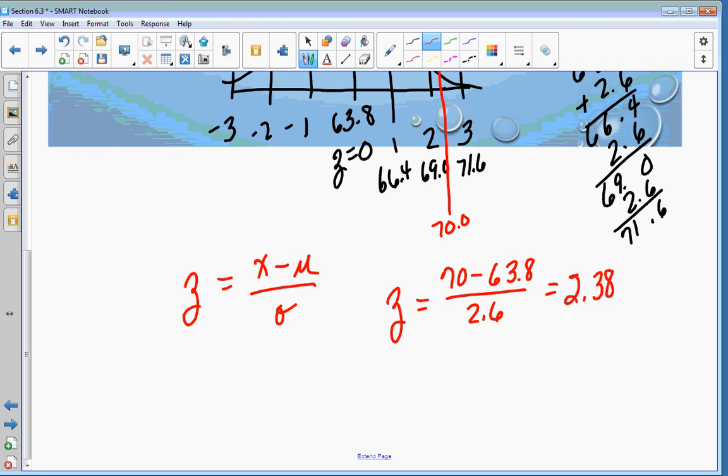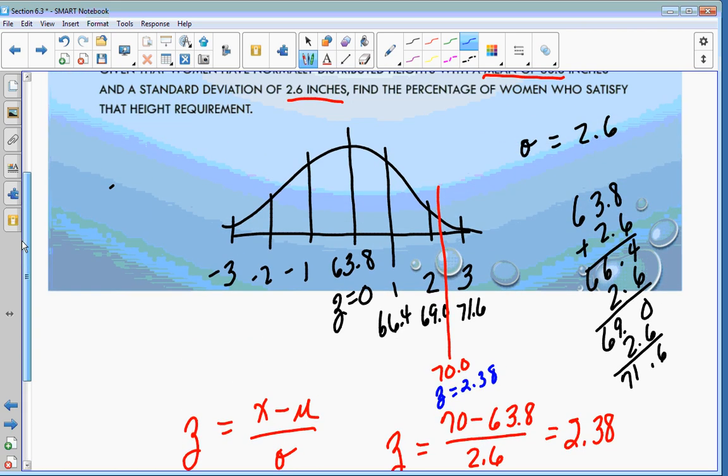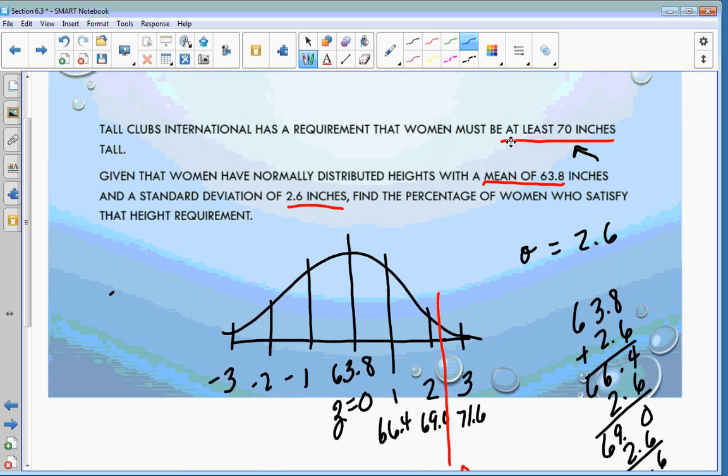Well, now that we know that z is equal to 2.38, we can go back up to our drawing, and it says at least. At least means it could be 70 or more. So the area that I'm going to shade is this little area here on this tail.